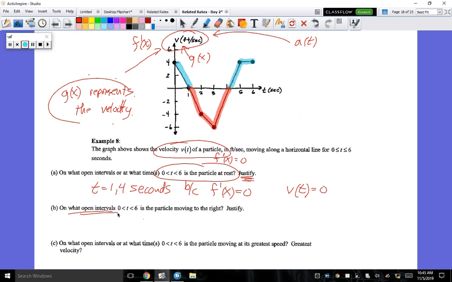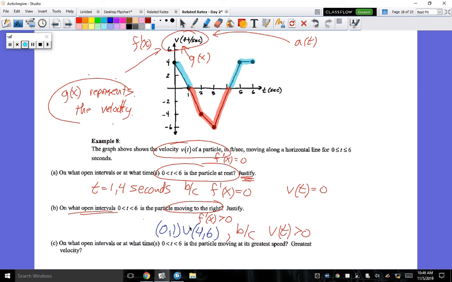On what open intervals is the particle moving to the right? So moving to the right, notice how I'm circling these. What am I going to put as little subnotes? F prime is positive. Otherwise, you could write it, v of t is positive. Guys, when is v of t positive? 0 to 1, union 4 to 6. Do I put brackets on these? No. So 4 to 6. That's a union symbol.